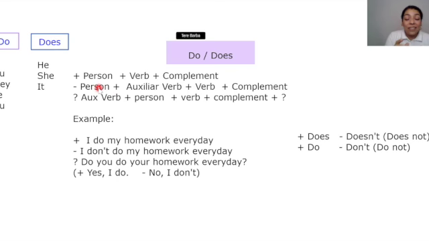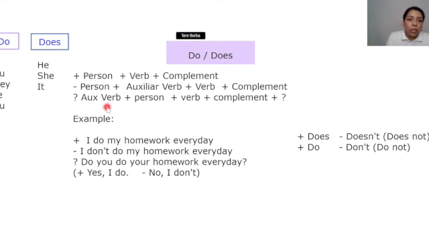In negative it is quite different, because we use do or does as an auxiliary verb. In positive, it's just do or does. But when they change to negative, they have doesn't, which is the contraction of does not, or don't, the contraction of do not. We have this tendency in English to contract the verbs so they are shorter and easier. Then we have the auxiliary verb in negative, and then the verb and the complement.